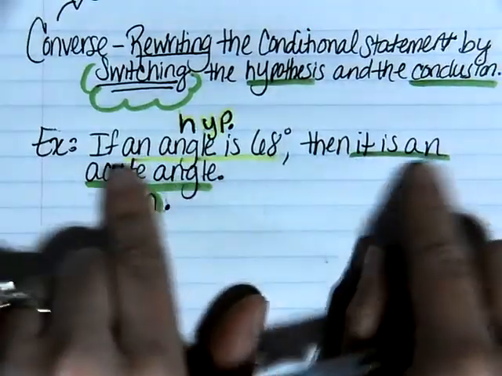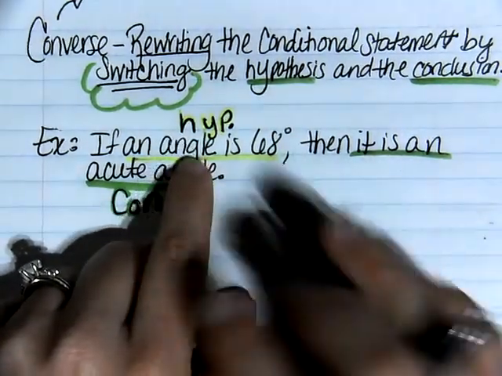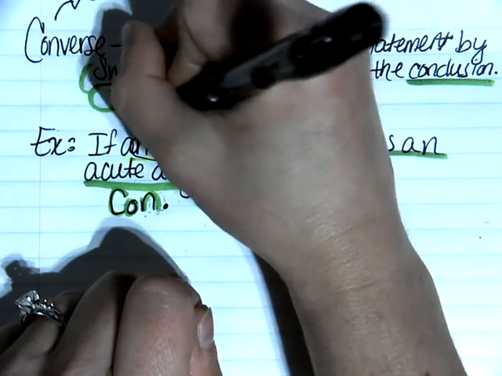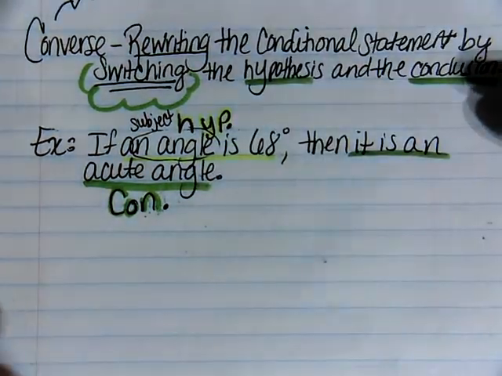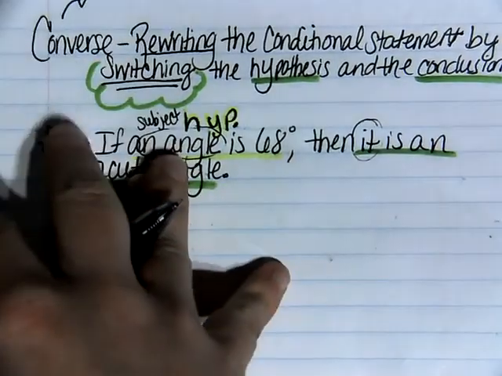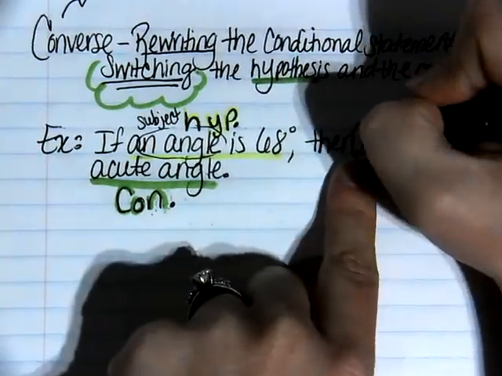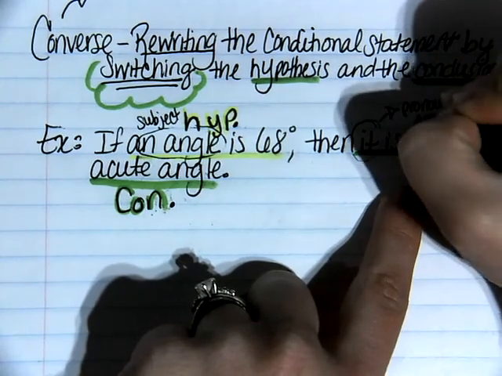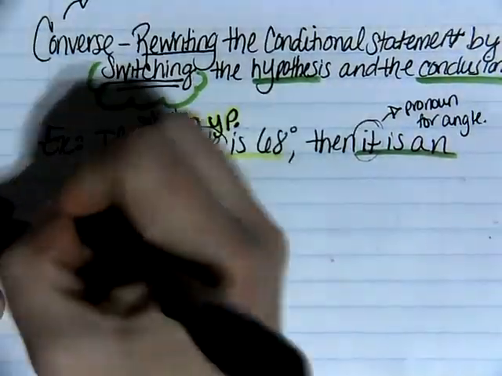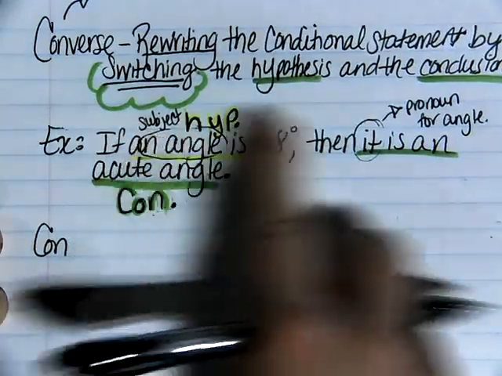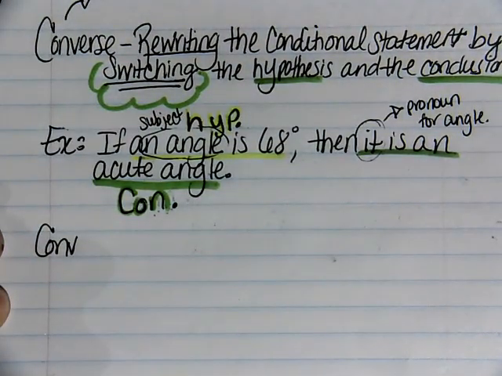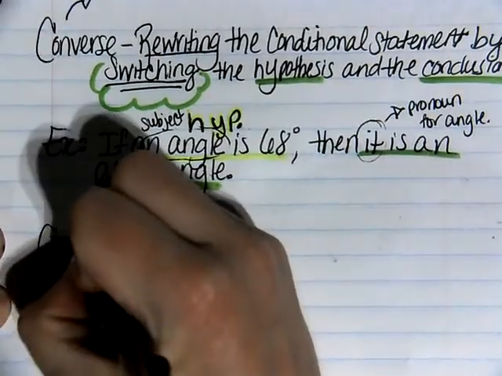But please be careful. In this original statement, an angle is the subject of our sentence. Right here, angle, that is the subject of our sentence. And we always start off our sentence with our subject because it is representing the angle that we've already established at the very beginning of our sentence. This is the pronoun for angle, which is our subject. So whenever you write a converse, please make sure that you are identifying what the subject of the statement is. Don't start your sentence with if it is an acute angle, then its measure is 68 degrees. That is not what we want to do.